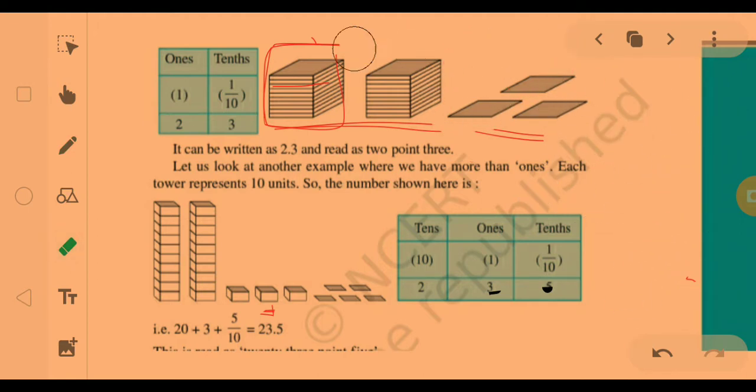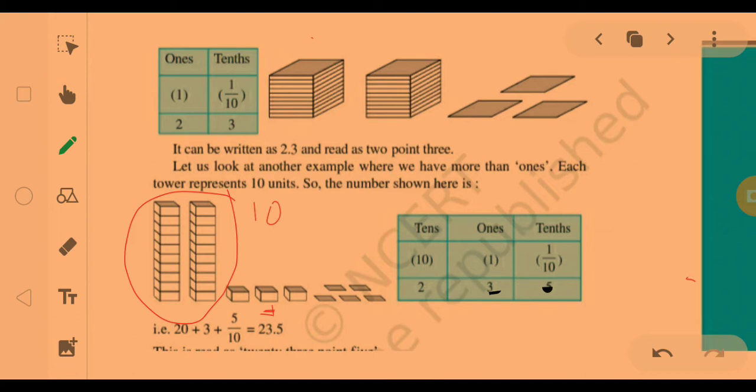See the next one. In the next one you can see towers. Two bigger towers of blocks are there, and each tower contains 10. So we take these as tens blocks. How many tens are there? There are two tens. And after that, three smaller blocks are there.